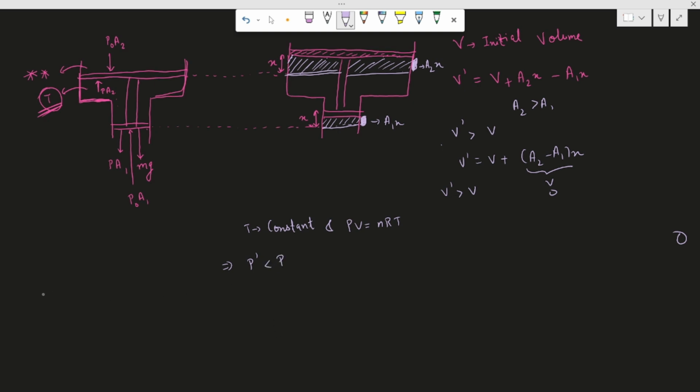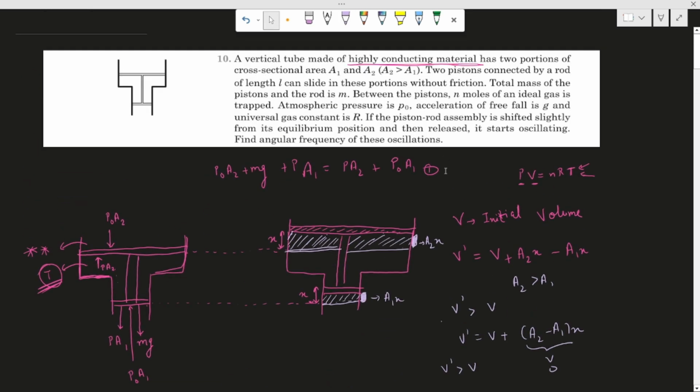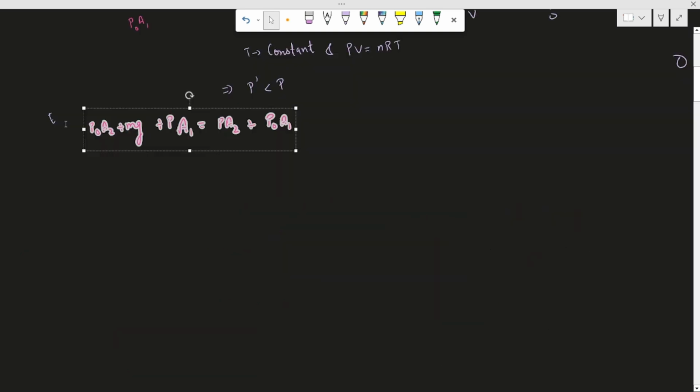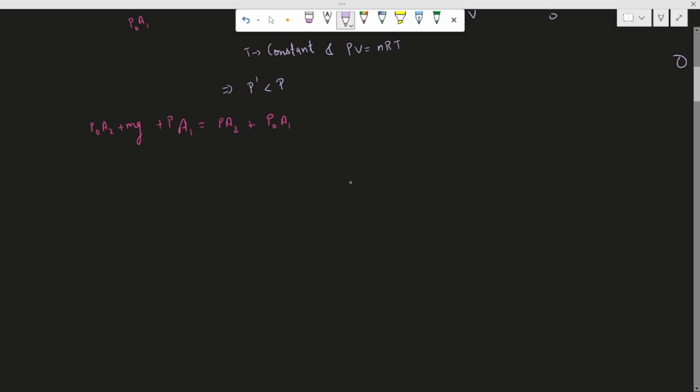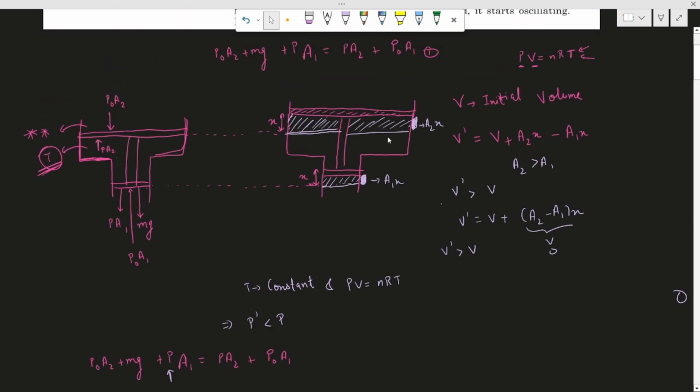Now we have to write the equation of motion again. We can copy our initial equation. Now see, this is initial pressure and final pressure P dash is less than P. So look at this diagram.